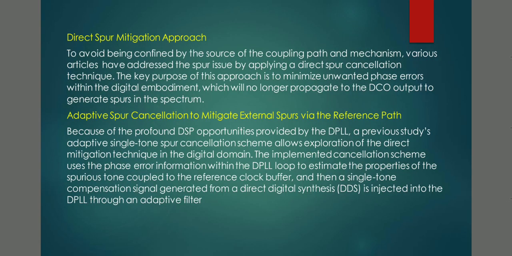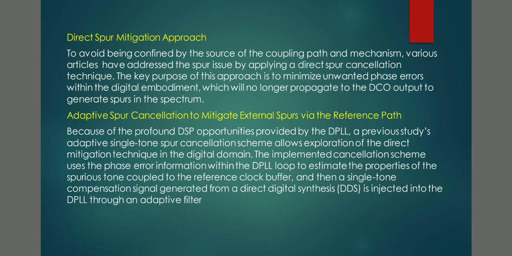Direct spur mitigation approach. To avoid being confused by the source of the coupling path and mechanism, various articles have addressed the spur issue by applying a direct spur cancellation technique. The key purpose of this approach is to minimize unwanted phase errors within the digital embodiment, which will no longer propagate to the DCO output to generate spurs in the spectrum.